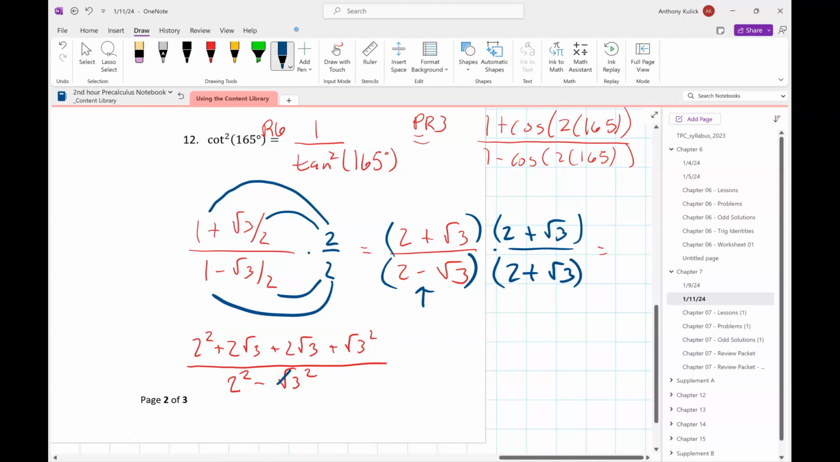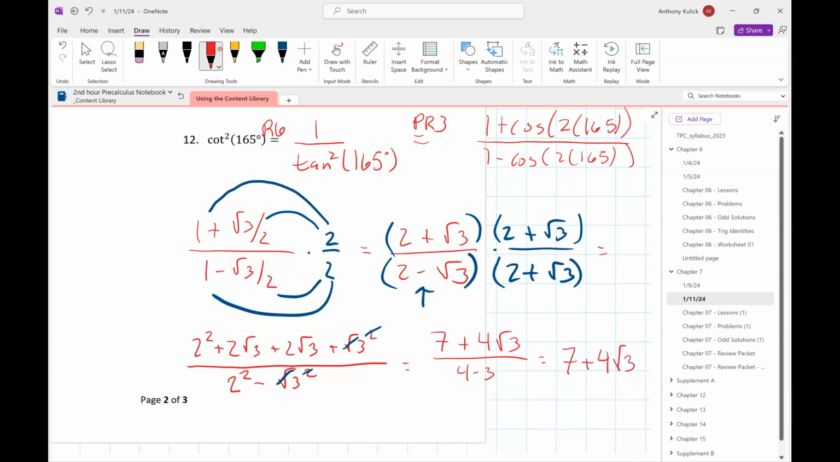So now let's clean things up. I know the square roots cancel with the squares. So in the numerator, I have a 2 squared plus a 3. That gives me a 7. And then I have a 2 root 3 and another 2 root 3. That gives me 4 root 3s. And then on bottom, I have a 2 squared minus 3. Well, that's 4 minus 3, so that's just 1. And then 1 over anything is just itself. So that's going to be 7 plus 4 root 3.